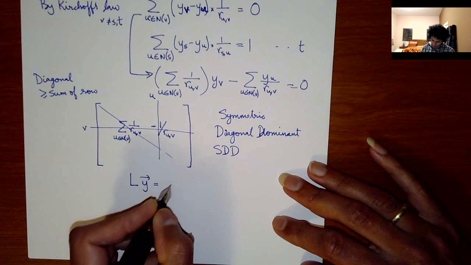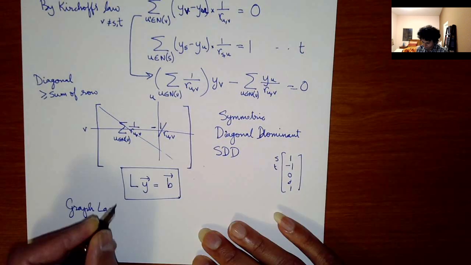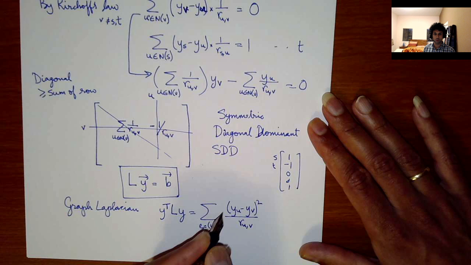Actually, this matrix is called a graph Laplacian. Why is it called a graph Laplacian? It turns out if you take y transpose Ly, which is the quadratic form associated with that matrix, what you will get is something that looks like this: yu minus yv squared divided by ruv. So you get a quadratic form, and this has connections to the heat equation in physics. And that's why it's called a graph Laplacian. The point is this is a positive semi-definite matrix because of this formula here.